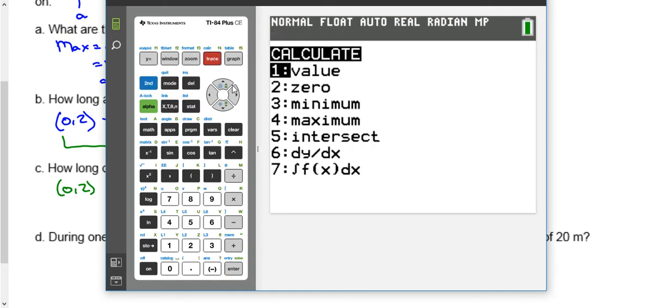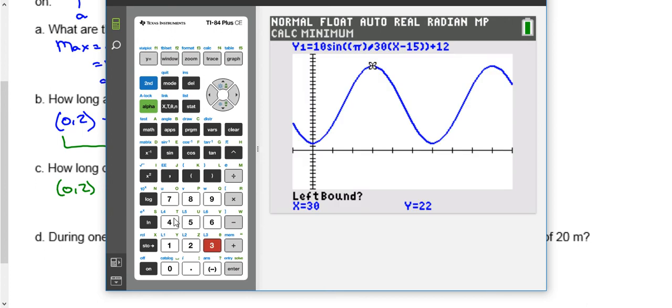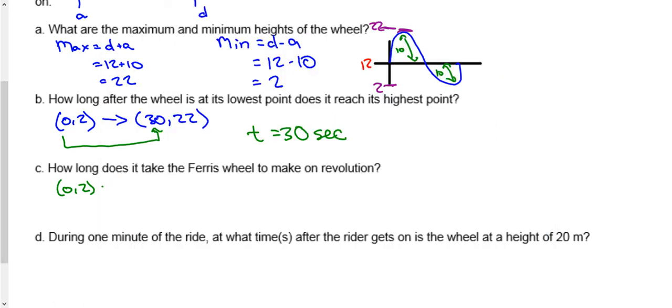That's a minimum. So second trace, option 3 for minimum. Go where you think it's to the left, hit enter. Go where you think it's to the right of it, hit enter, and then kind of get right on it. And there you go. You get 60, 2. So really, it took you from 0 to 60. That's how long it takes to make one revolution. Our period is basically 60 seconds.